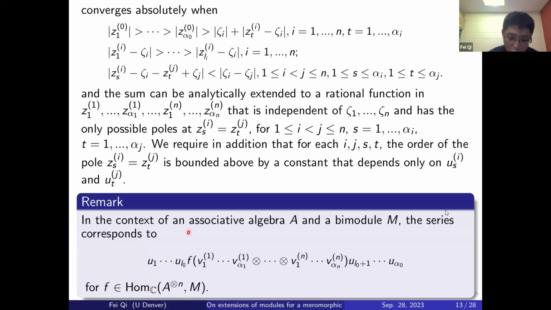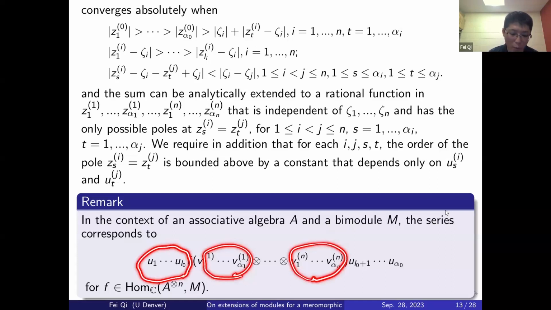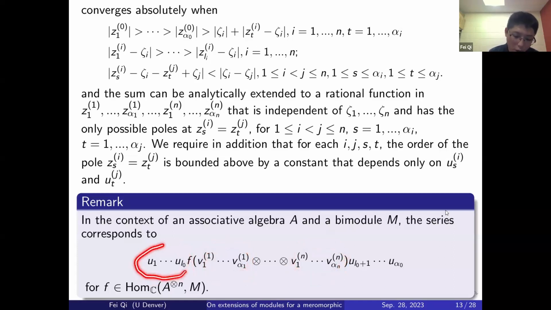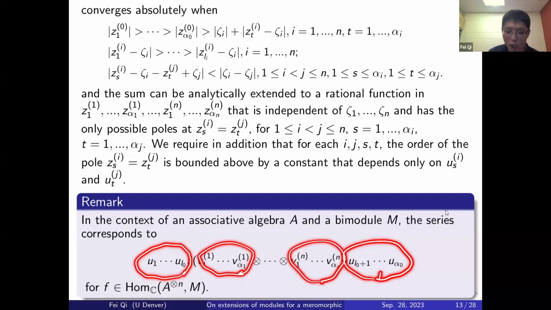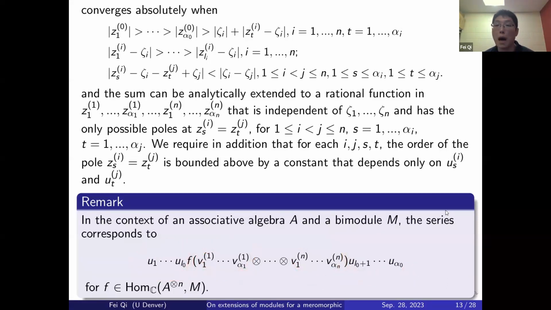In the context of an associative algebra and a bimodule M, given a linear map in the middle, you could contract all the way you want, and you can act from the left and from the right by any number of elements in the algebra, and you should be able to contract all the way you want. In the context of associative algebras, all these operations make sense automatically.